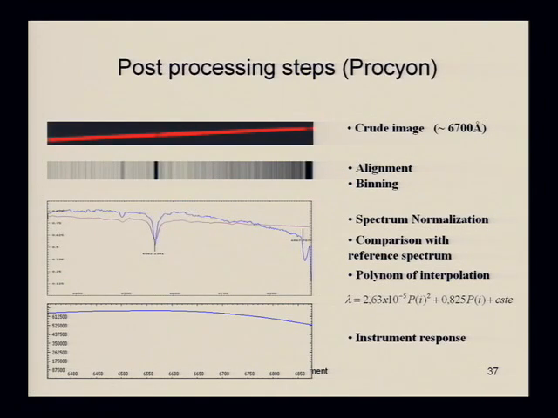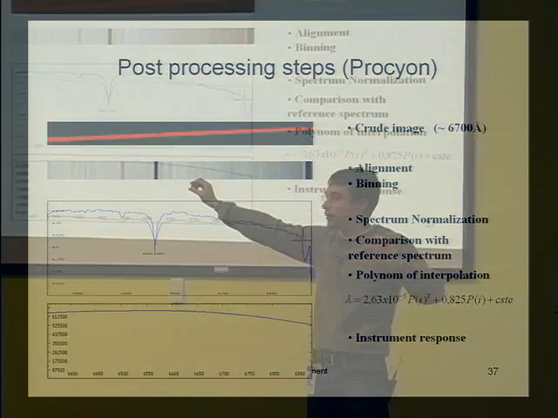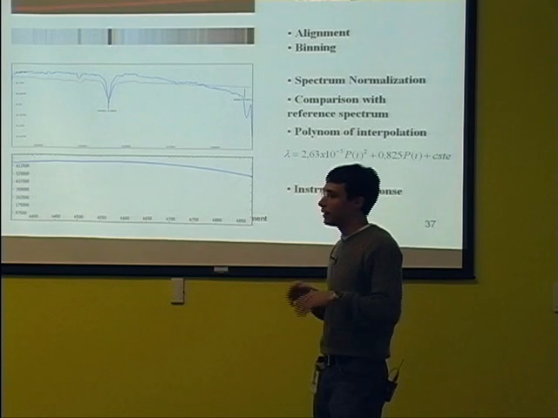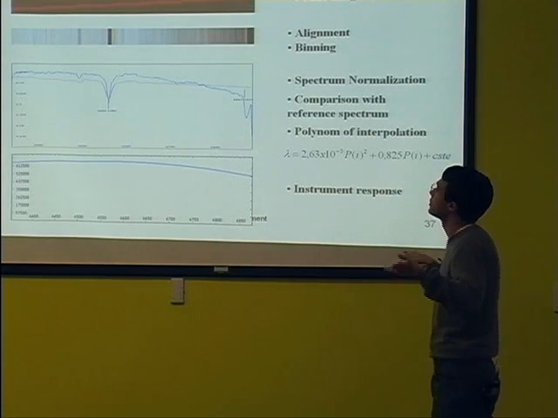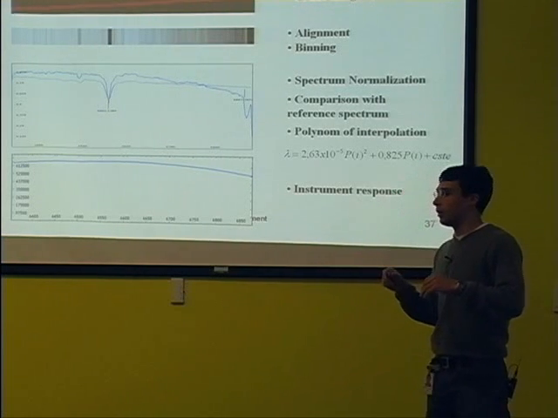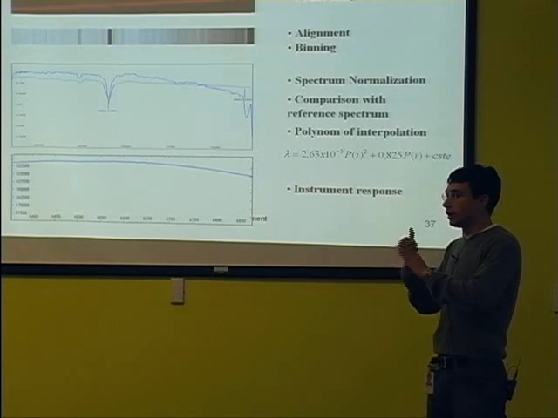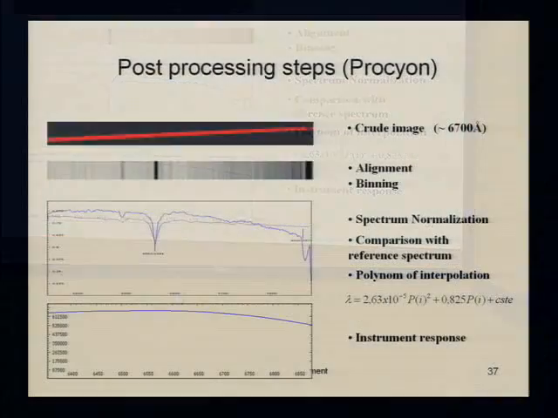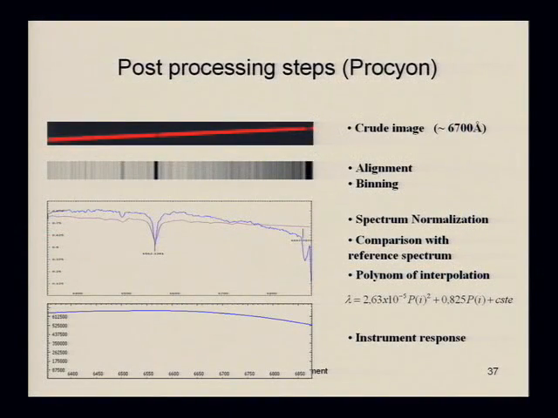So the procedure to extract the spectrum: once you get this image, for instance, we're in the red in this case, because it's a star, we have this line inside our matrix, and we need to correct it, align it, bin it, and then import it into software in order to normalize the spectrum in intensity. Also, because the angular dispersion is not linear, we need to adjust the spectrum a little bit and extract the response of the instrument.